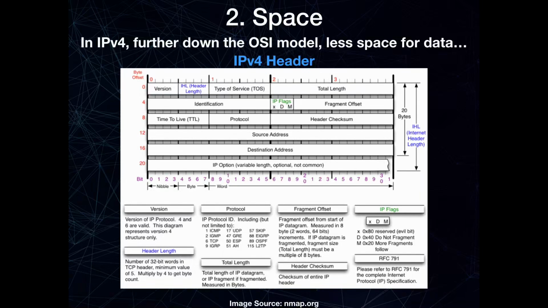Second reason we use these higher layer protocols is simply that there's no space the further down you go in the OSI model. If we look at an IP version 4 header, we see a wide array of fields that we could use, but there's just not enough room. Most of them, like our source and destination address fields, we can't really put arbitrary data there. Total length, fragment offset, and header checksum fields also can't carry arbitrary data.